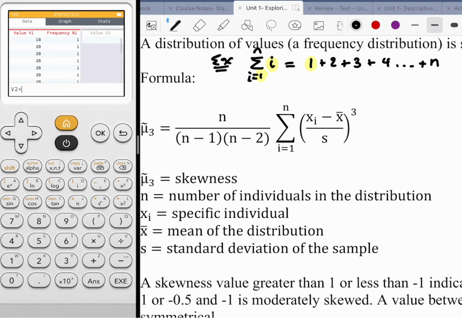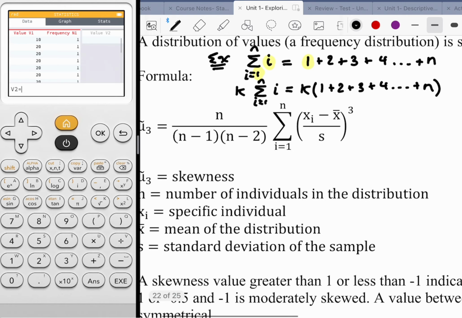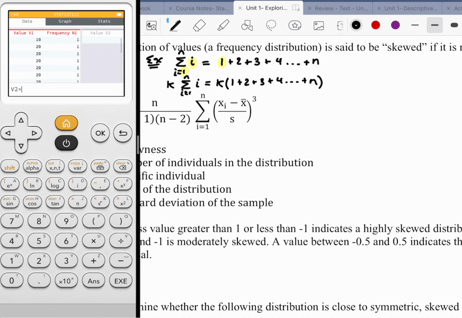Now if I say that I want k times the sum of i as i goes from 1 to n, that would be k times the 1 plus the 2 plus the 3 plus the 4 all the way to the n. It's like an ultimate crash course on summations, which if you distribute gives you k times 1, so 1k, or just k, plus 2k, plus 3k, plus 4k, all the way to nk.